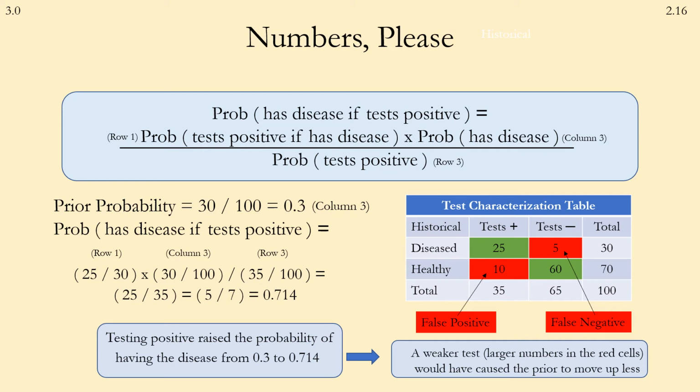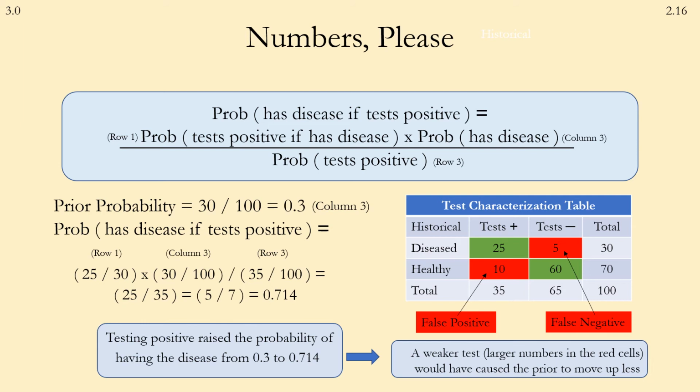And the other crucial observation here is that if we had a weaker test, if we had larger numbers in these red cells here, that would have been a weaker test, okay, because it got the answer wrong more times than this test. The result of having tested positive would still be an increase in the probability. It just wouldn't have gone up as high as 0.714.